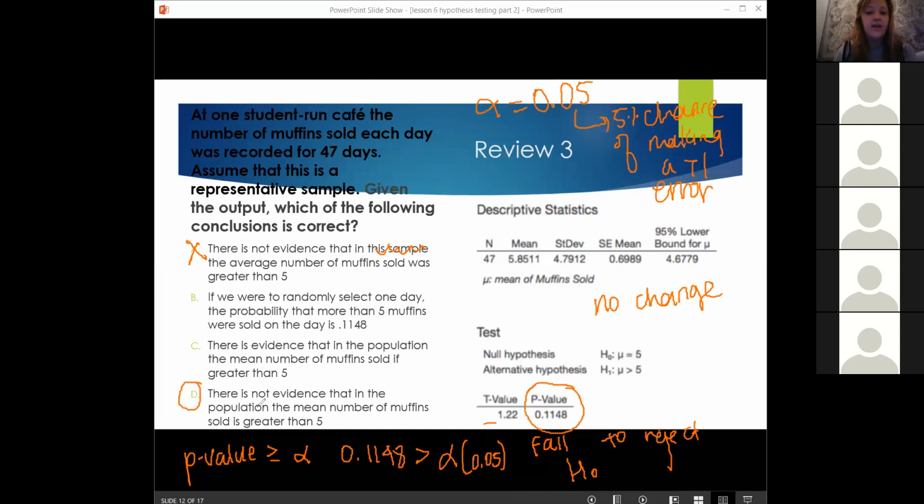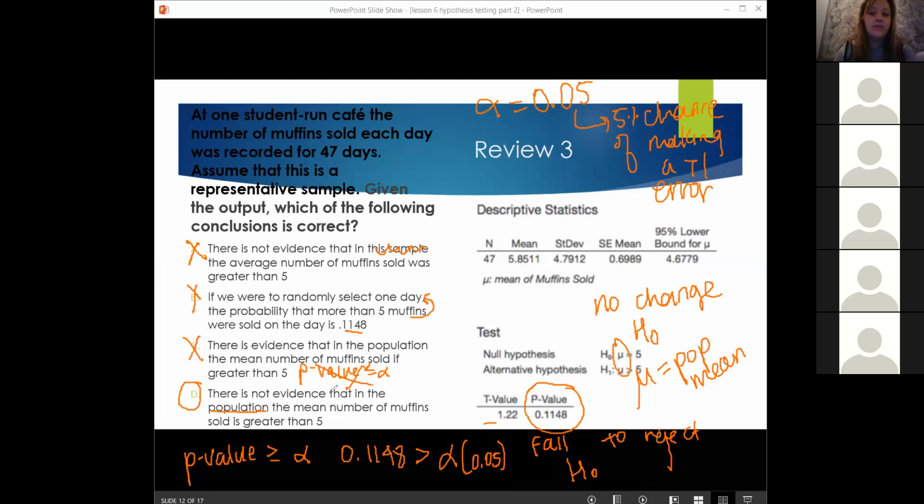That's why our answer is D, because we're saying that there's not evidence about the population, because our null hypothesis is always going to be talking about our population. That's why we're using mu, the symbol for the population mean. B isn't correct because that just doesn't make any sense. Our p-value is not defined by what this says. And then C is saying the opposite of D, basically. It's saying that we do have evidence, and this would only be correct if our p-value was less than or equal to alpha, which it's not, so C is not correct.